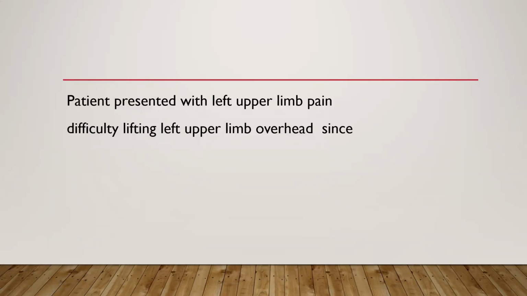Yes, ma'am. A patient presented with left upper limb pain and had difficulty lifting the left upper limb overhead. What do you think? So, ma'am, in this clinic, it could be an upper trunk, or the axillary nerve, or supraspinatus as well as trapezius affection. Roots, C5 root, ma'am. Or the suprascapular nerve.